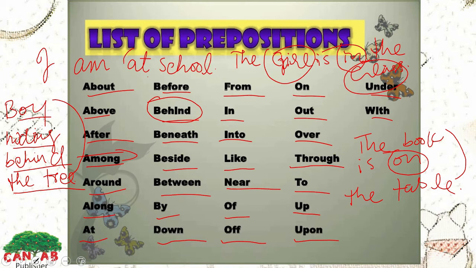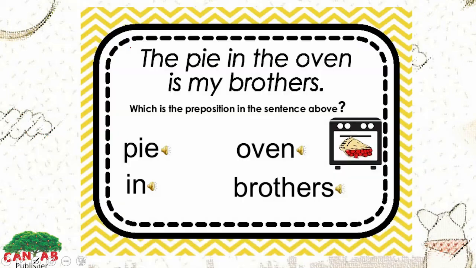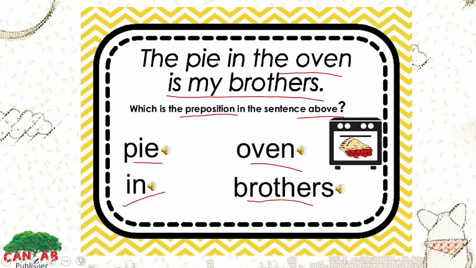Here, the "at" is what? Yes, a preposition. So this is an activity here. The pie in the oven is my brother's. Which is the preposition in the sentence above? Pie, oven, and our brothers. Here we have two nouns or three nouns here. Yes, a pie, oven, and brothers. You can see the oven here and the pie here.